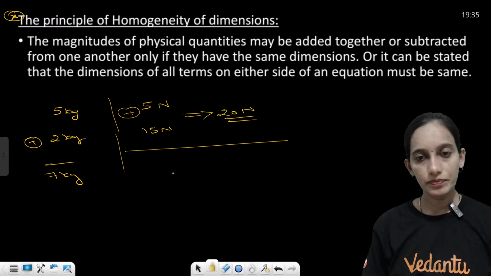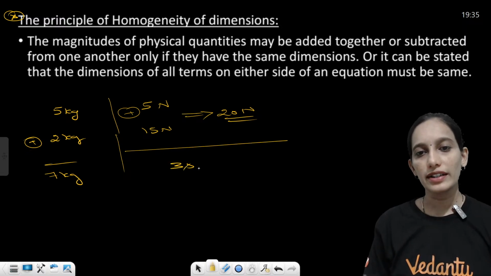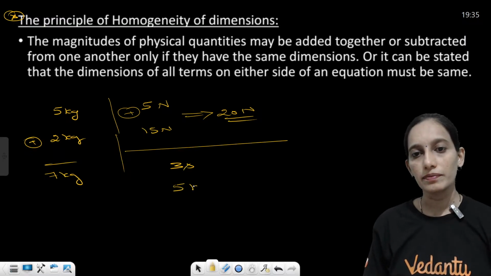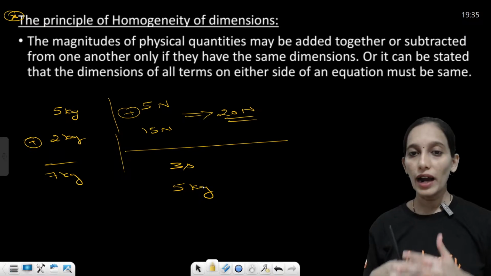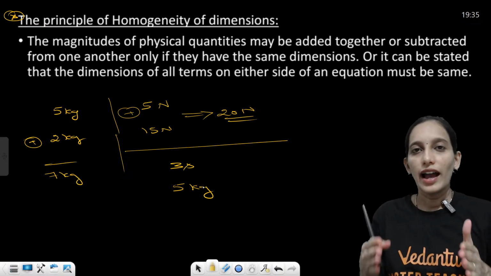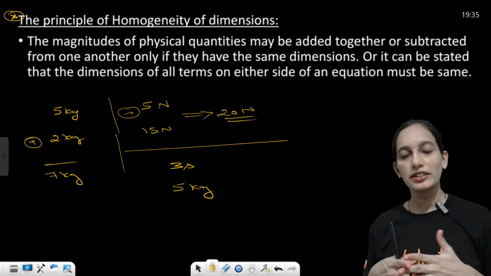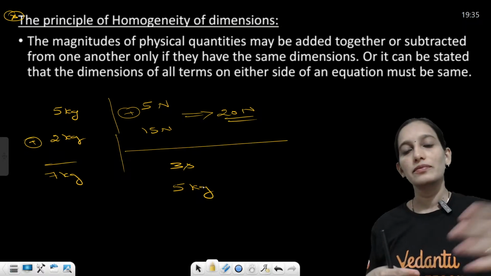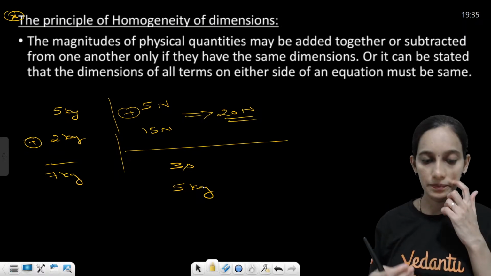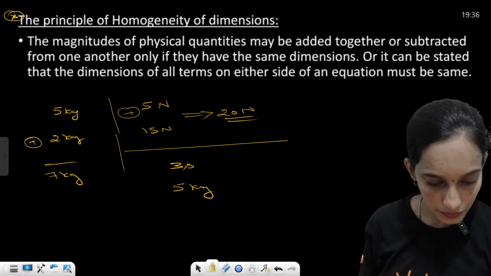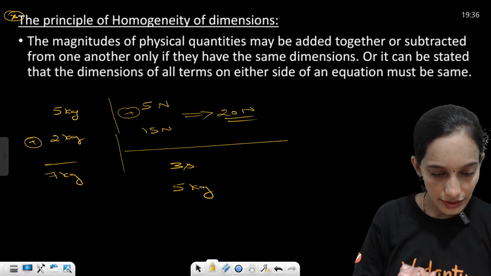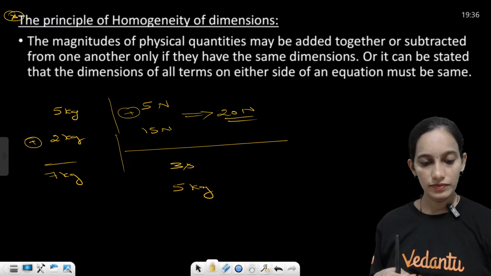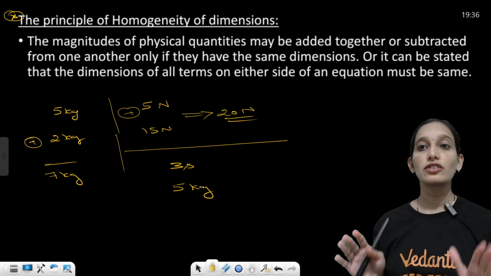Now I will say there is a time of 3 seconds and a mass of 5 kg. And I tell you to add. Do you add this? Am I allowed to add two different physical quantities which have different units? Like one is time, one is mass. Can I add mass to time? Can someone respond? Yes, any response? Can you do that? Adding mass to time. That's not at all possible.